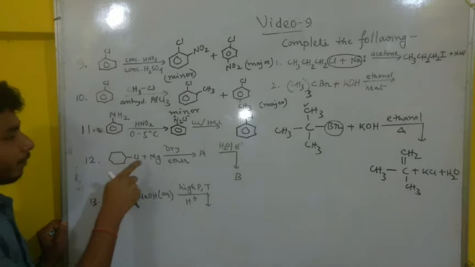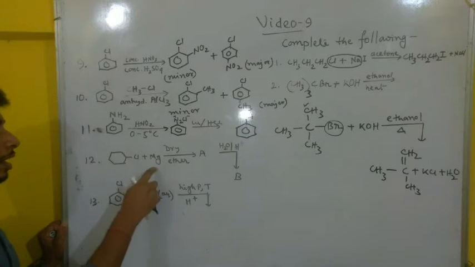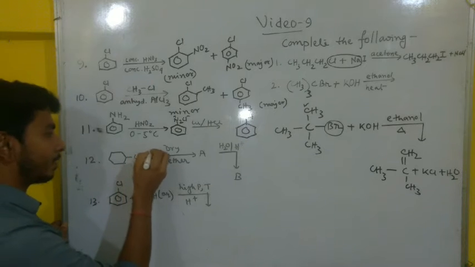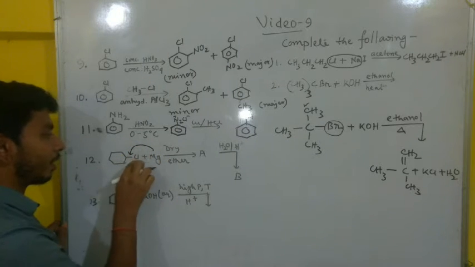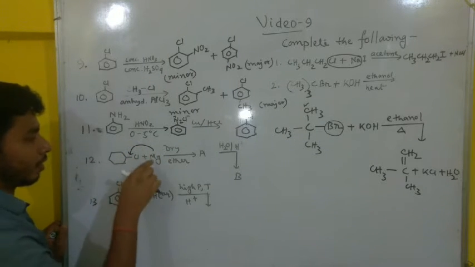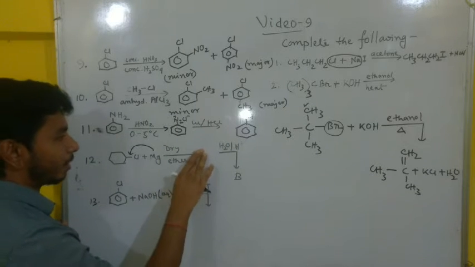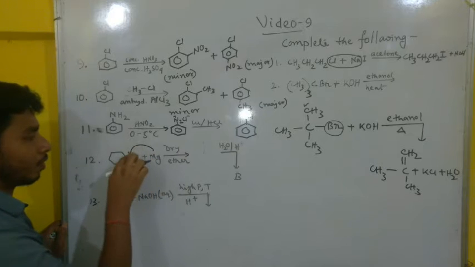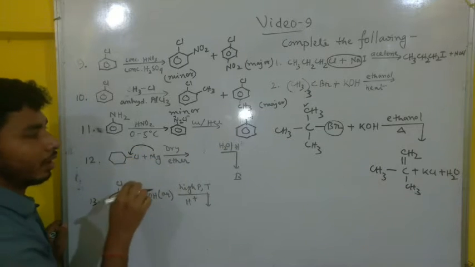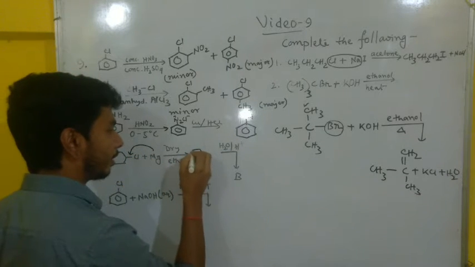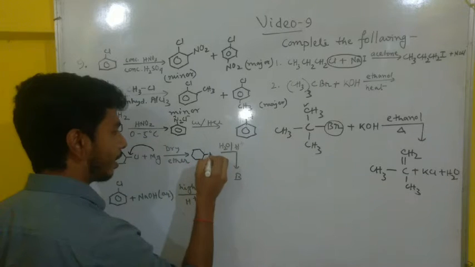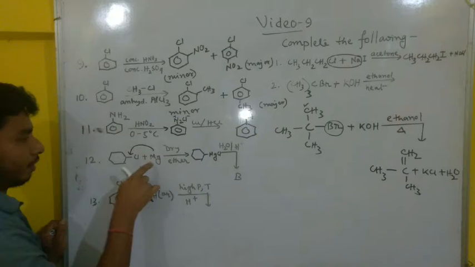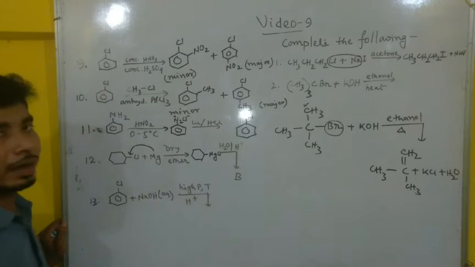Next reaction is the reaction with metal, magnesium, and we know that in the reaction with magnesium, the magnesium is inserted between the carbon and halogen. So now in the product A, this magnesium goes in between the carbon and halogen. That is called Grignard reagent, MgCl. It is called Grignard reagent.